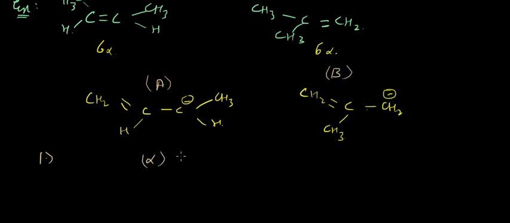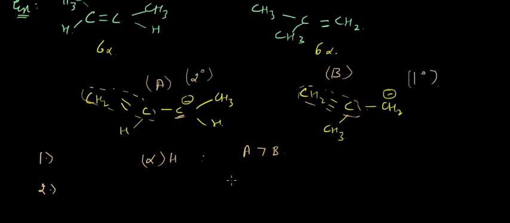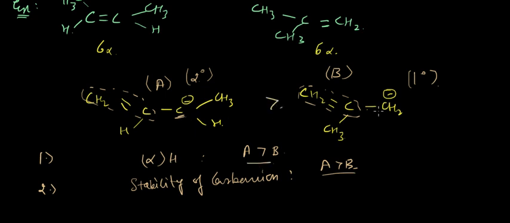So the number of alpha hydrogens of compound A is more than the number of alpha hydrogens of compound B, that is for sure, right? Okay, this alkene has more alpha hydrogens than the counterpart. And the second point is the stability of the carbanion. In this carbanion, if you can see, it is a 2-degree carbanion. Okay, in this carbanion, if you see, it's a 1-degree carbanion. Hence the stability of carbanion also in A is more than B. Hence A's intermediate is more stable than B's intermediate.